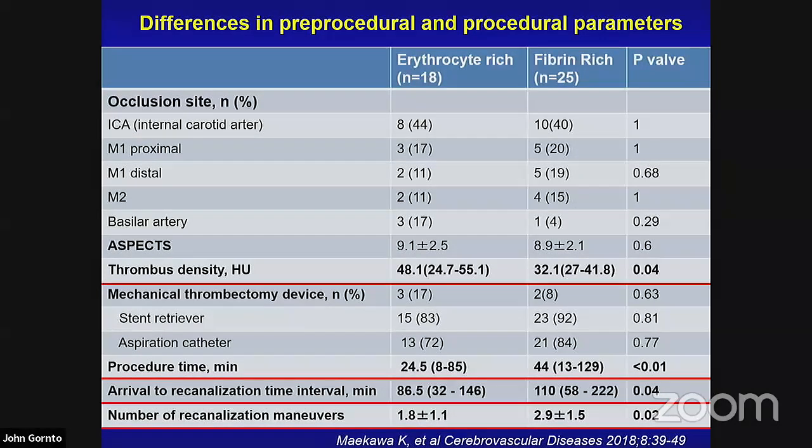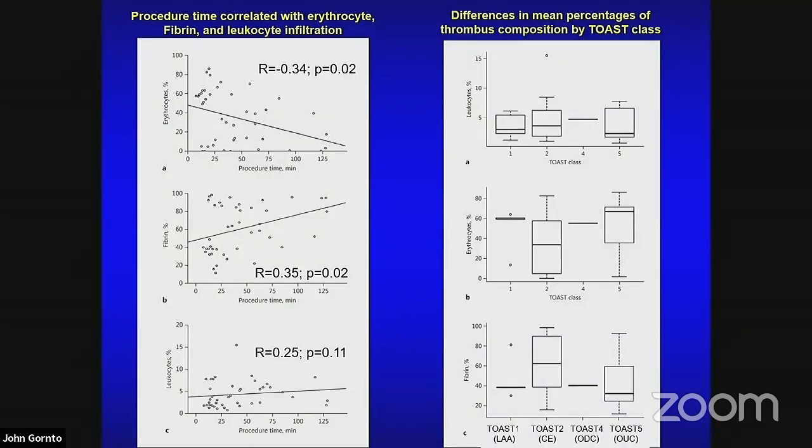And differences in procedures: the average recanalization time was much less in those that were erythrocyte-rich as compared to those that were fibrin-rich. And again, the number of maneuvers was much less. So this is to show the correlation between erythrocytes and duration time. You can see that the duration increases as the number of erythrocytes decreases, whereas if you have fibrin-rich, the duration increases as the fibrin content increases. So leukocytes have no influence.